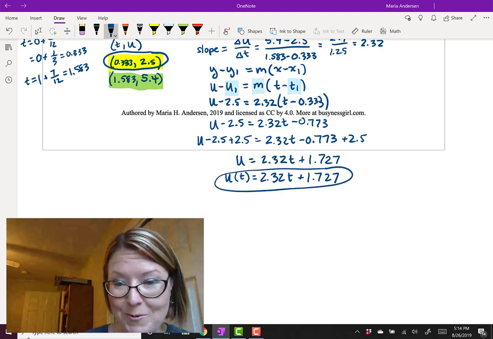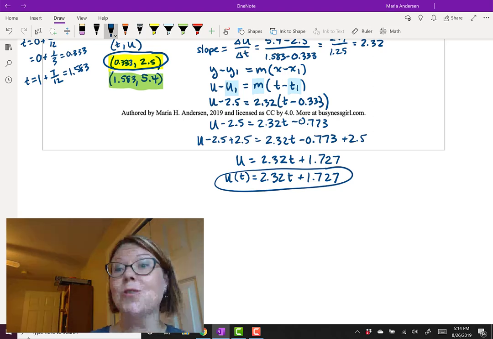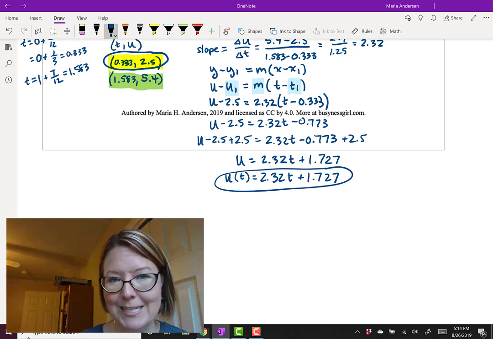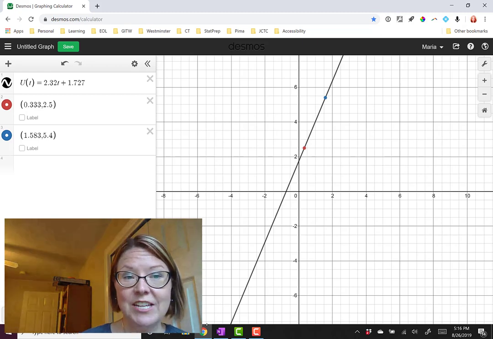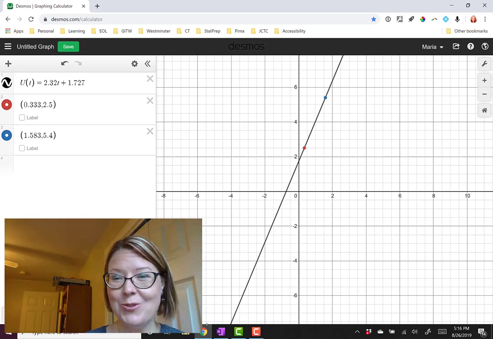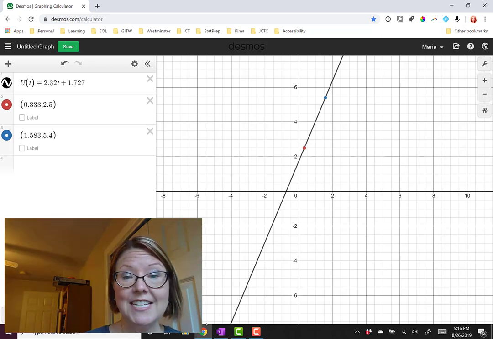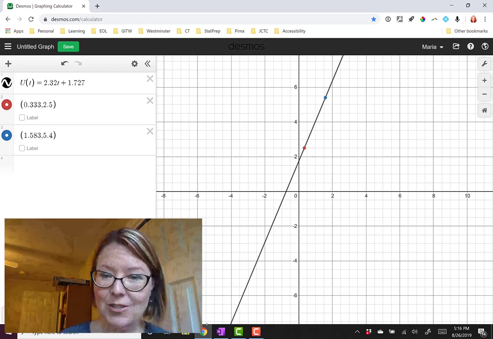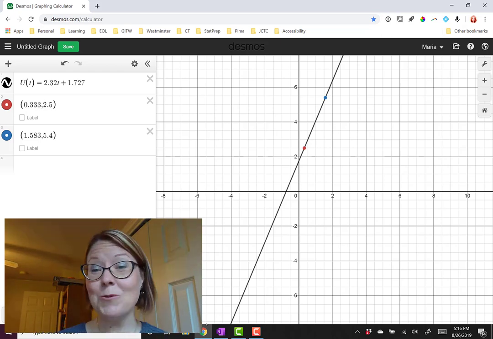1.727. Now, we should be able to graph that function against the 2 points we identified in Desmos and make sure that our equation is correct. There are lots of nitpicky decimals in there, so it might be a good idea to check. In Desmos, I've put in u of t equals 2.32t plus 1.727, the equation we found, and then the points that we had at the beginning of the problem. Parentheses 0.333 comma 2.5, close parentheses, and then parentheses 1.583 comma 5.4, close parentheses. We can see that the line is an increasing line with a y-intercept of 1.727. It increases with a slope of 2.32, and most importantly, it does pass through the 2 points we plotted.